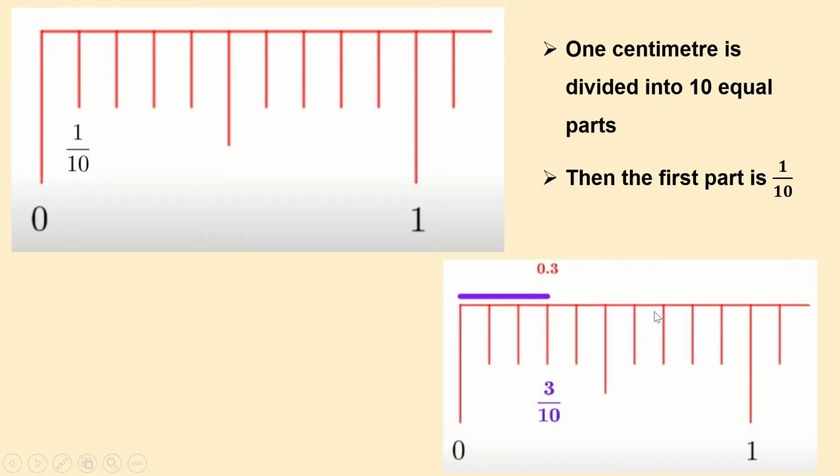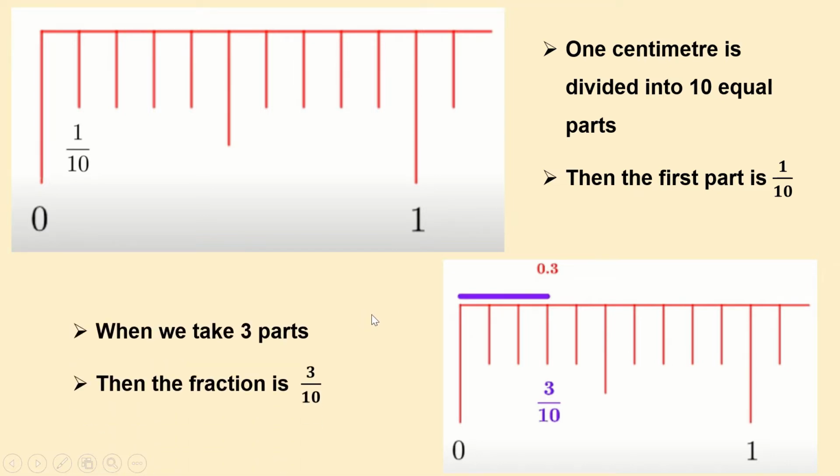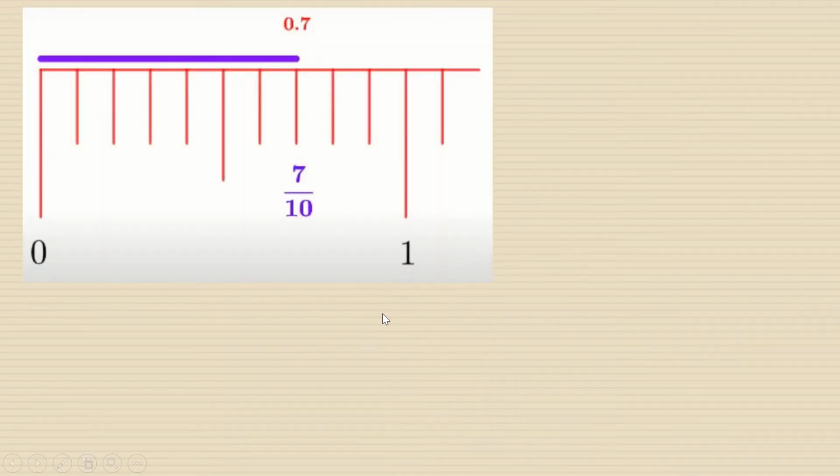The next picture shows the length of the blue line. We'll take 3 parts, that is 3 by 10, which is 0.3 centimeter. In this picture, the length of the blue line is 0.7 centimeter. 0.7 represents the 7 parts, then its fraction is 7 by 10.